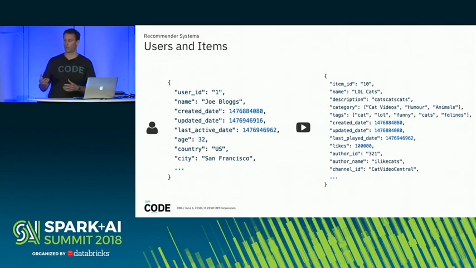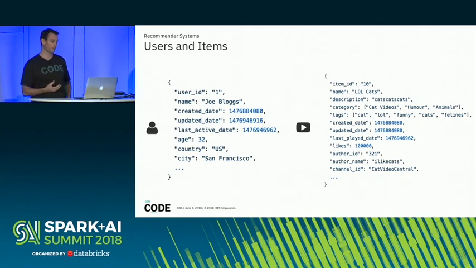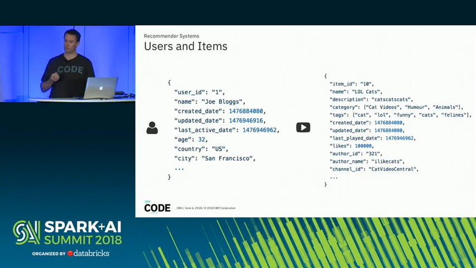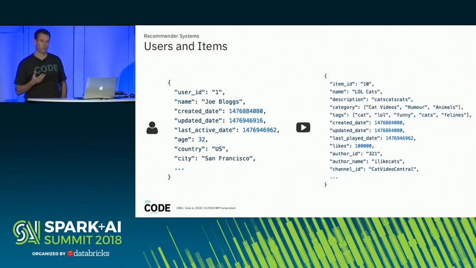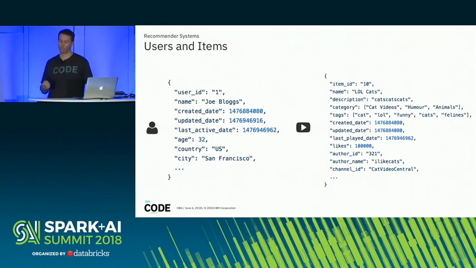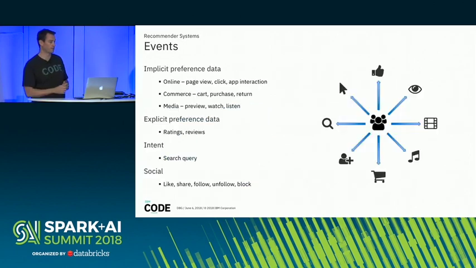And for items, that metadata is even richer. We have categories, tags, descriptions. We have rich content such as images, video, audio, and we also have activity data. How popular is that item? When was the last time that video was viewed? Perhaps how many likes, how many shares? So our system has to take into account all of this data and try and use that to make better recommendations. And the core piece of data that we really care about is events.